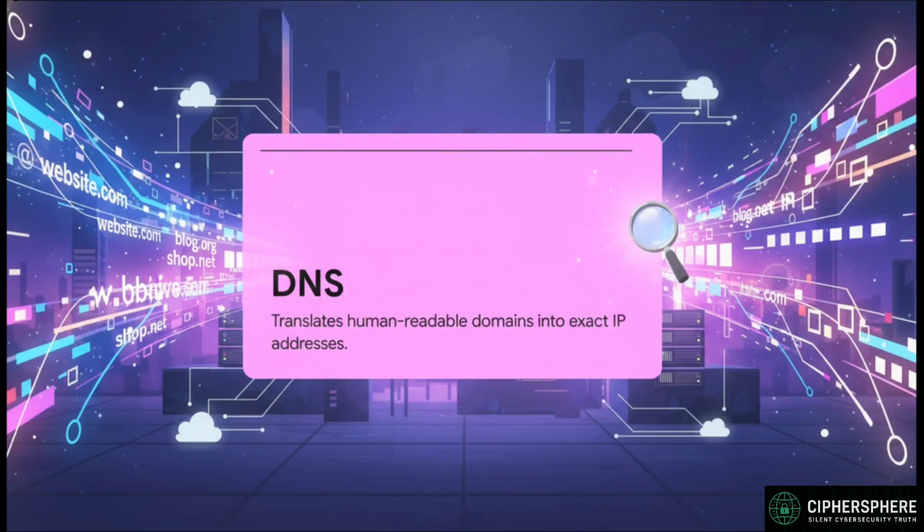Enter DNS, or the Domain Name System. You can think of DNS as the ultimate information broker of the cyber world. Its one and only job is to translate the human-readable domains that we easily understand into the exact numerical IP addresses that machines require to route data. It's like handing a shadowy broker a name in a neon-lit alley, and they hand you back a set of hard coordinates. Without this crucial translation, the digital world would just be this completely unnavigable expanse.